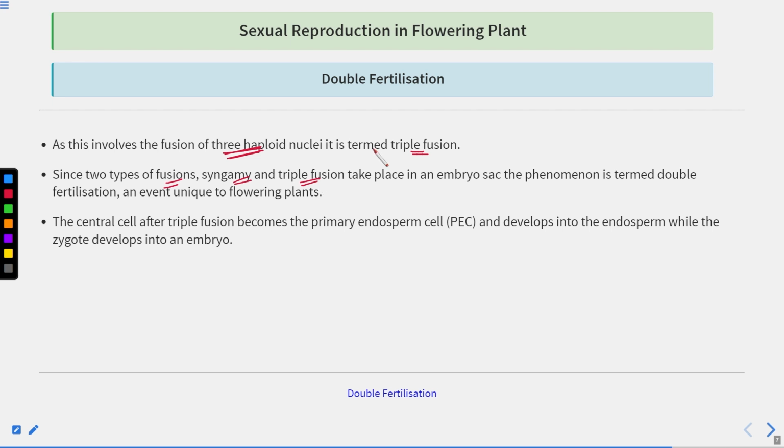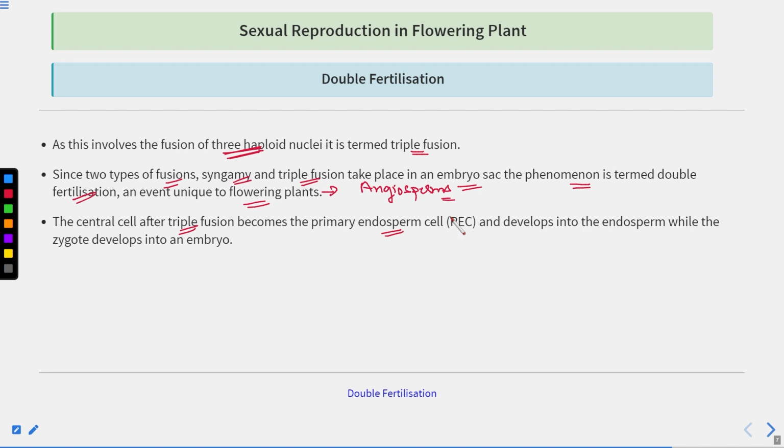Now, since two types of fusion are taking place, one syngamy and another triple fusion, and these two fusions are taking place in the embryo sac, this phenomenon is termed double fertilization, and this double fertilization is unique to the flowering plants. Now, what are flowering plants? These are the angiosperms. Flowering plants are the angiosperms. Clear?